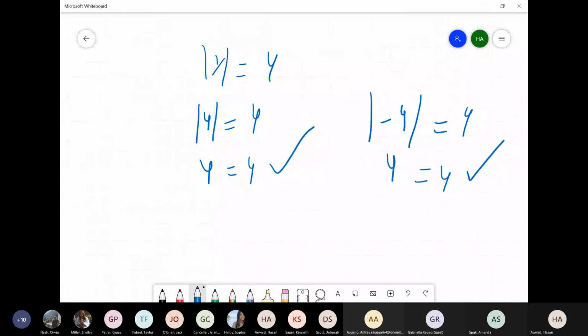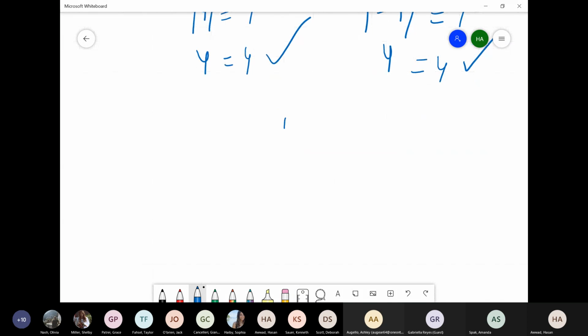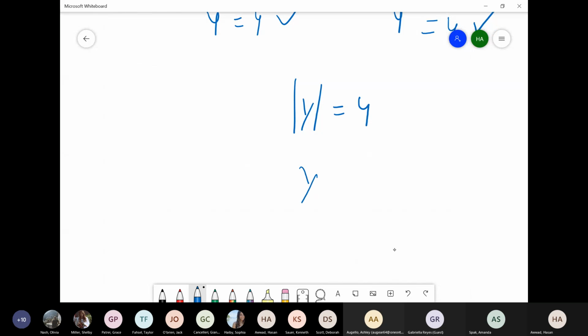So now that we see how it works with one variable and a number, the absolute value of y is equal to 4 just turns out to be y is equal to plus or minus 4, right? That's what this simplifies down to be. And once again, this just comes down to our absolute value properties that we talked about a couple chapters back. So if you need a refresher, start there.